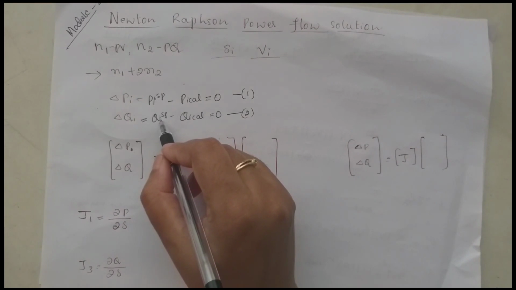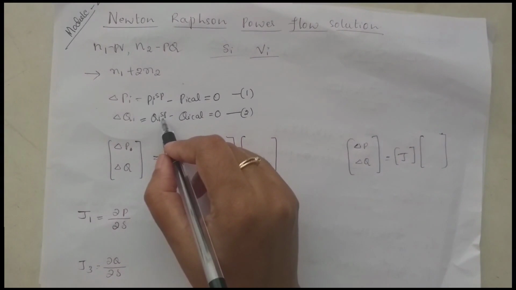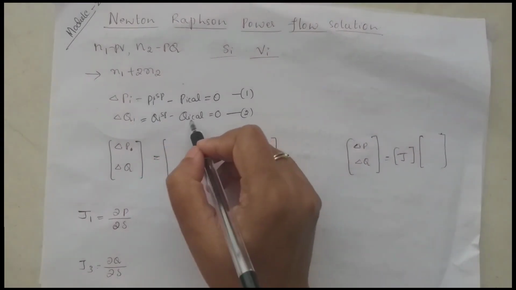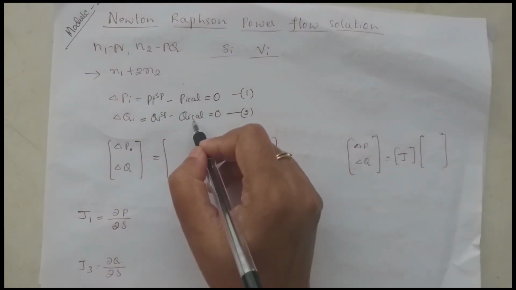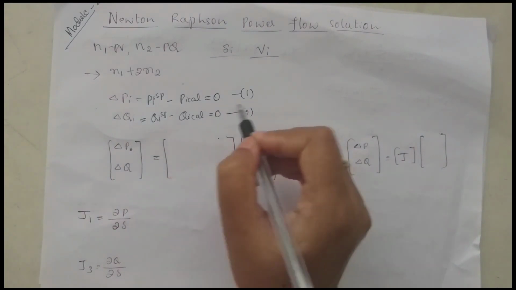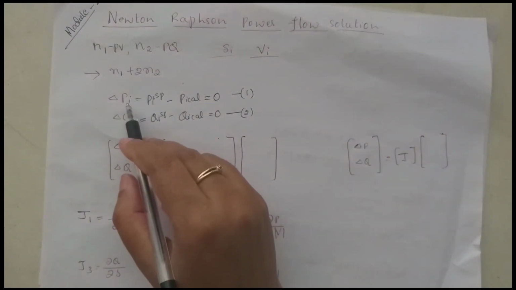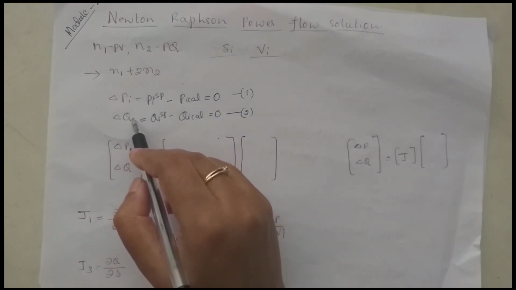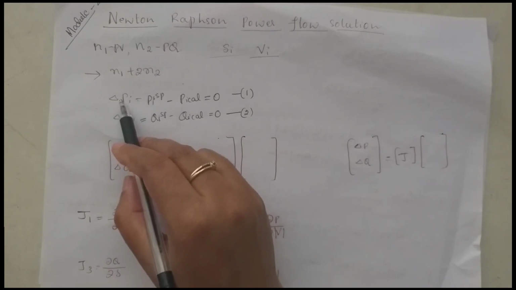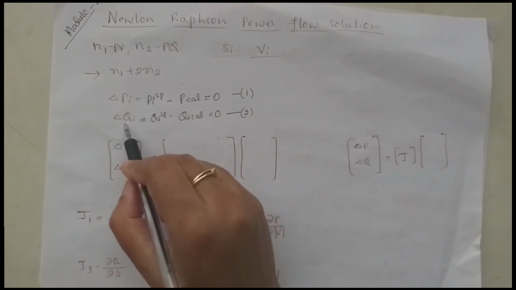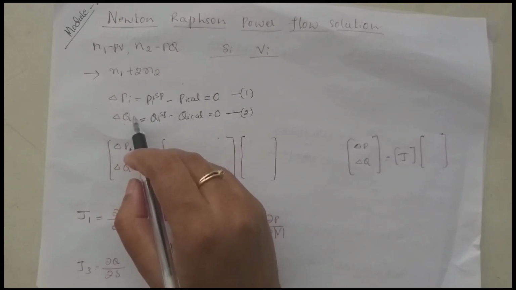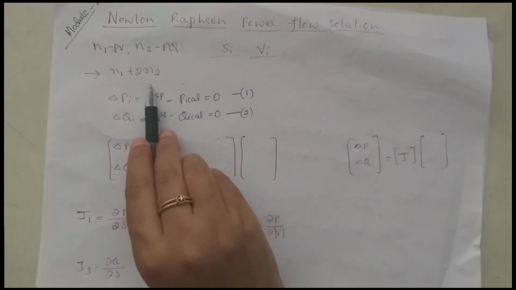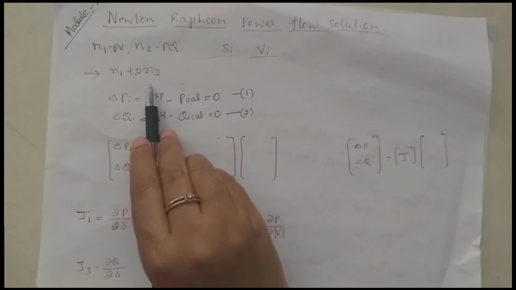Qi specified is the specified reactive power at bus i or scheduled reactive power at bus i. Qi calculated is the reactive power using voltage estimates. Delta Pi, which is the change in active power, is also called active power residue. Delta Qi, which is the change in reactive power, is also called reactive power residue. The N1 plus 2 N2 unknowns require N1 plus 2 N2 equations to be solved.